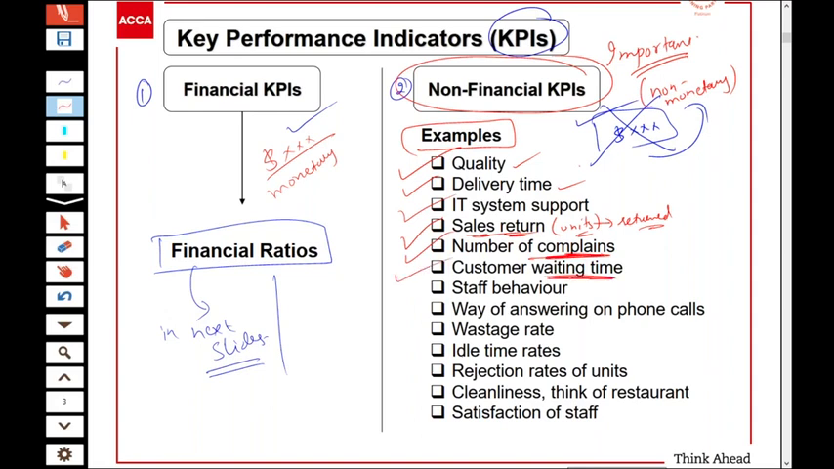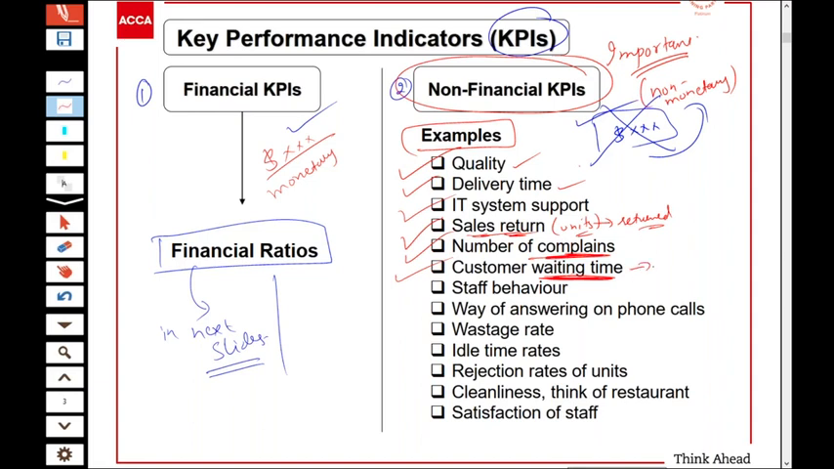Customer waiting time. For example, you went to the restaurant and you ordered a meal, and they gave you a waiting time of 15 minutes, for example. And the meal is served to you after 30 minutes. So it's a waiting time.